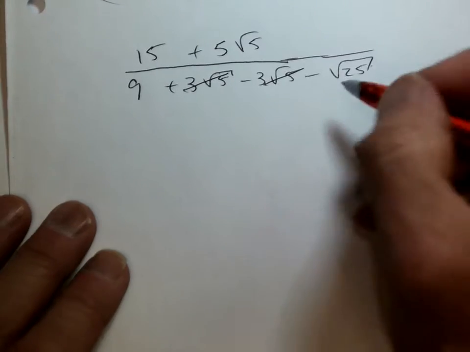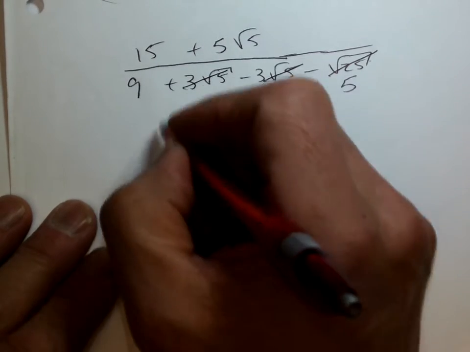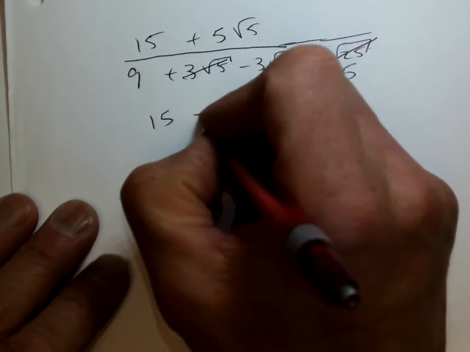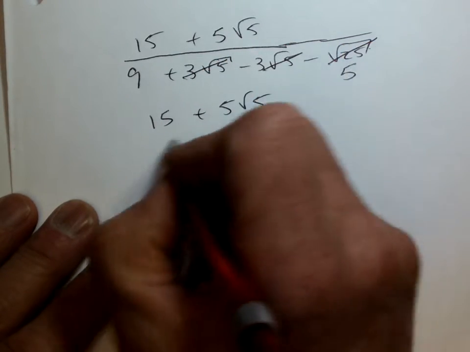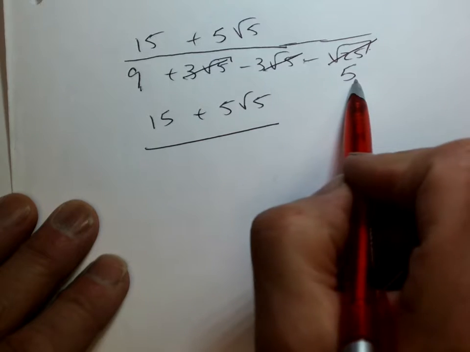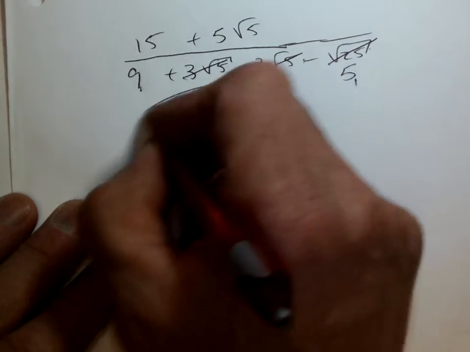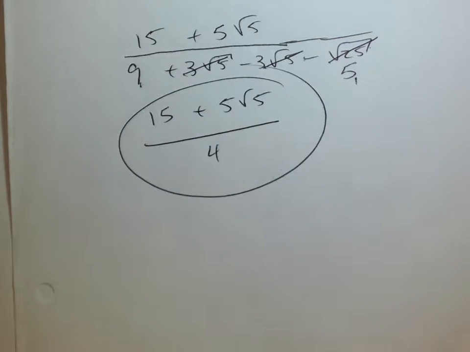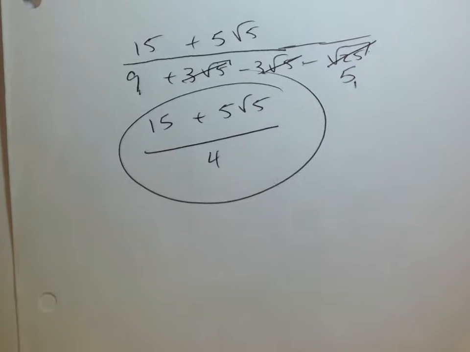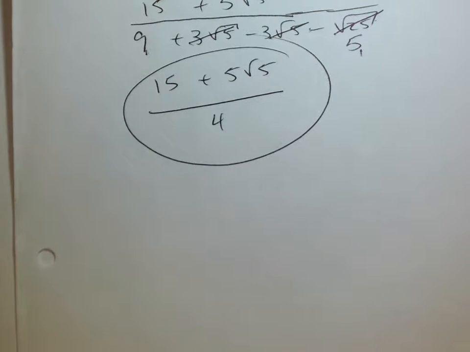All right, let me keep going with this. So this becomes 5, right? Plain old 5. So I'll have 15 plus 5 square roots of 5 over 9 minus 5, which is 4. There's your answer. And there is no longer a square root in the denominator. We cleared it. We rationalized it. All right, let you catch up, write that down, then we'll move on to number 17.